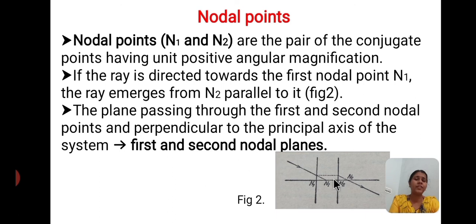In the same way, we have the nodal planes. The planes passing through the first and the second nodal points and perpendicular to the principal axis of the system are what we call the first and the second nodal plane. So till now we learnt about the focal points, nodal points and the principal point.